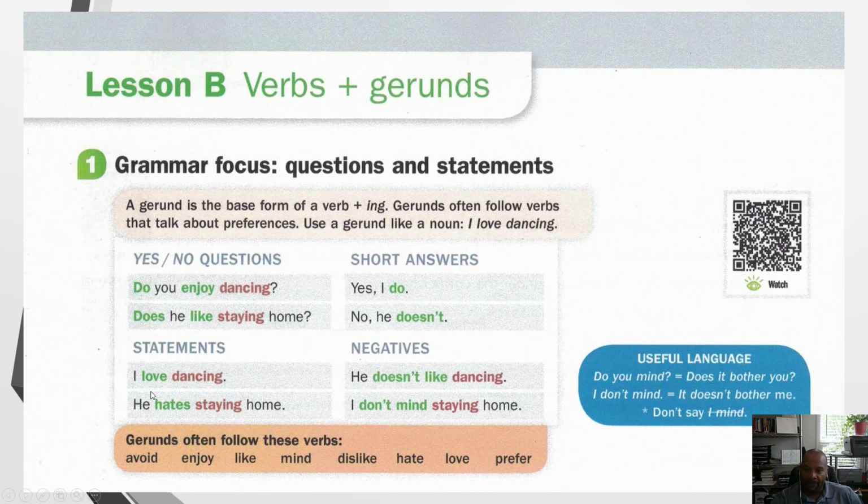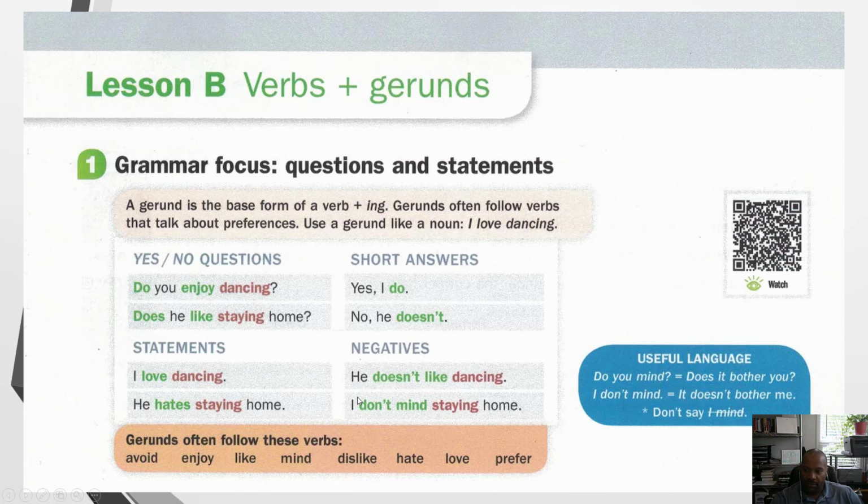Statements. Gerund used in statements. I love dancing. So I love, there's our positive preference. Dancing, our gerund. He hates staying home. He, and then hates is the verb. That is his preference. But notice it's hates: I hate, you hate, he, she, it hates, we, they hate. Staying home.